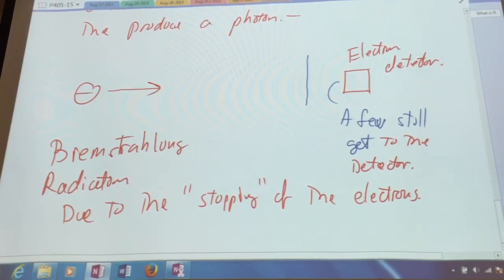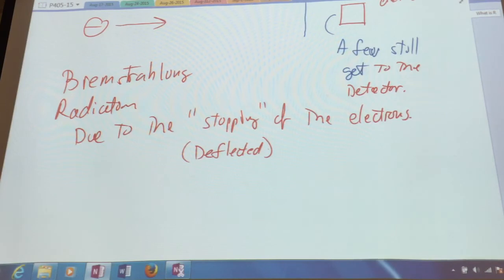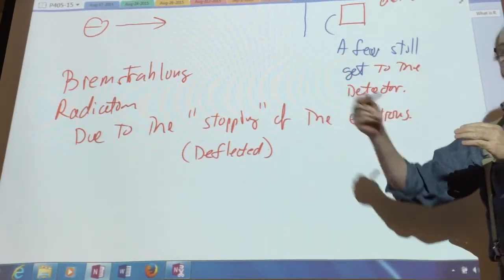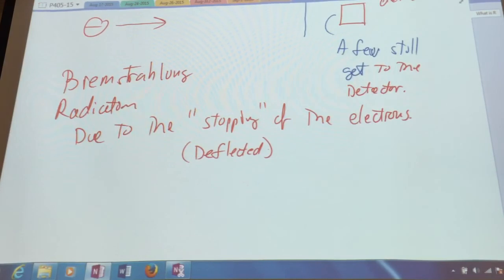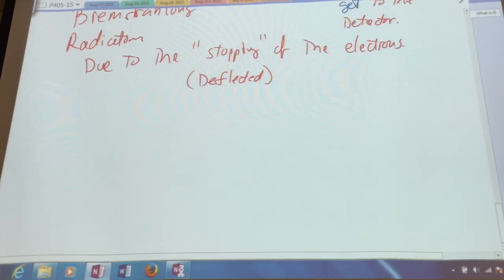They're really deflected. So in place of stopping, we should use deflected. That would be a better word. I don't know what deflected is in German. But anyway, they're not going to change this word now. It's been used successfully for the last 150 years. They're not going to change it. So we're stuck with the term Bremsstrahlung radiation. And this is the source of our X-ray photons.